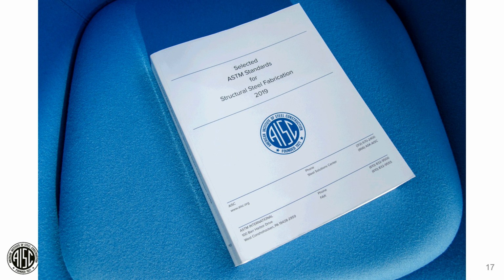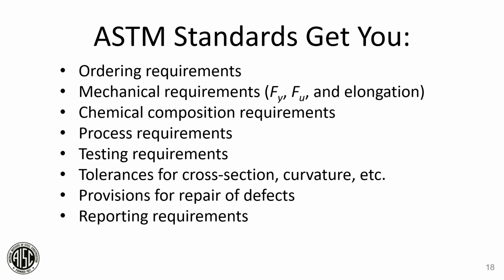So what is included in ASTM standards? Well, every standard contains ordering requirements, also the mechanical requirements: the yield strength, the ultimate strength and elongation, the chemical composition of all the materials, process requirements, what the manufacturer needs to know in order to make that material that meets that ASTM standard. Also, the testing requirements.